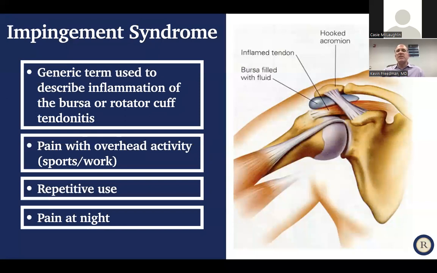So impingement syndrome is a term that we use a lot to talk about the rotator cuff. It's really a somewhat generic term, which means there's some inflammation of either the bursa or the rotator cuff itself as you lift up overhead. Patients who I see with quote unquote impingement syndrome have pain with overhead activities such as sports or work. It's almost always worse with repetitive use. And sometimes these patients can get pain at night as well, especially if they sleep on that shoulder, it causes pain.